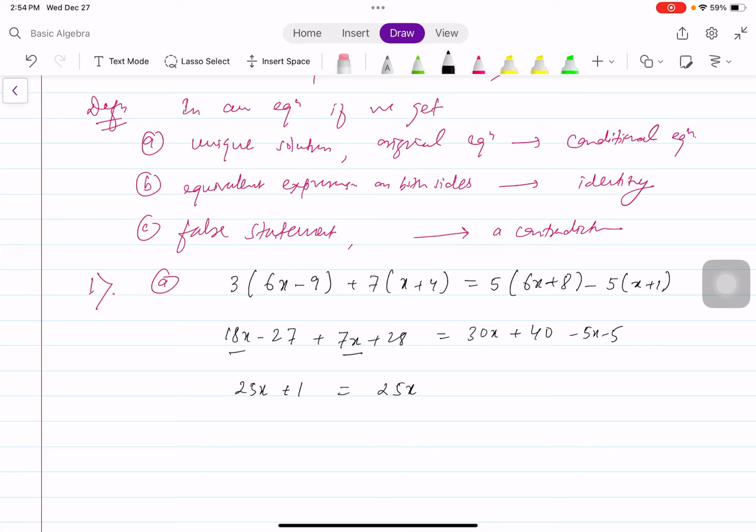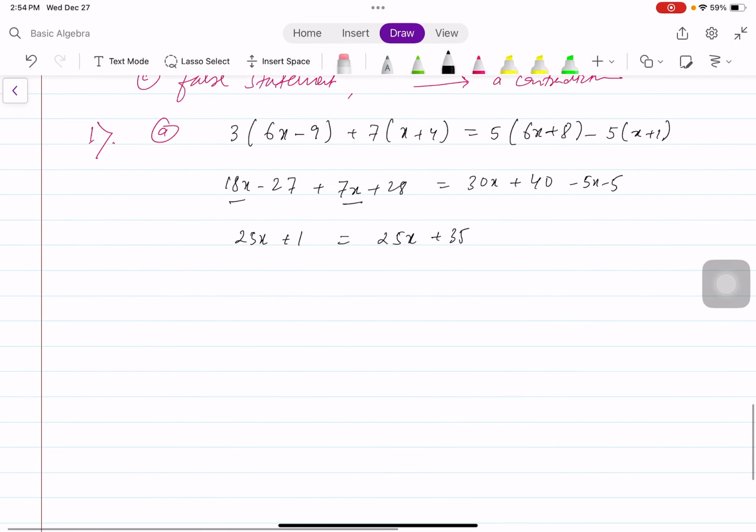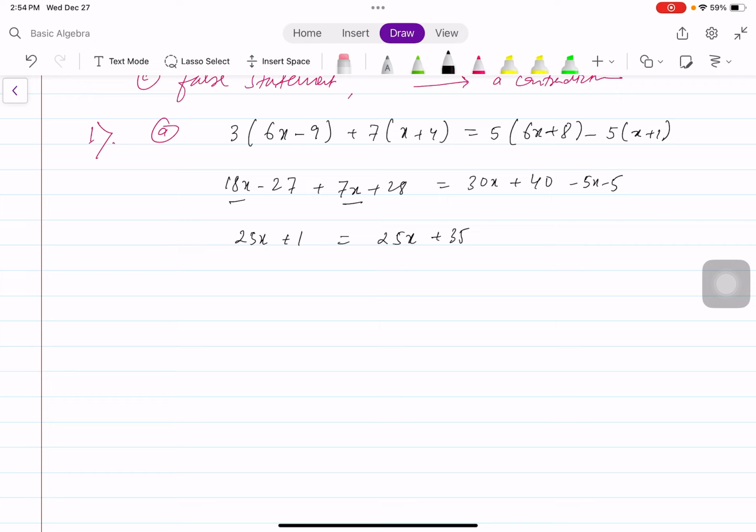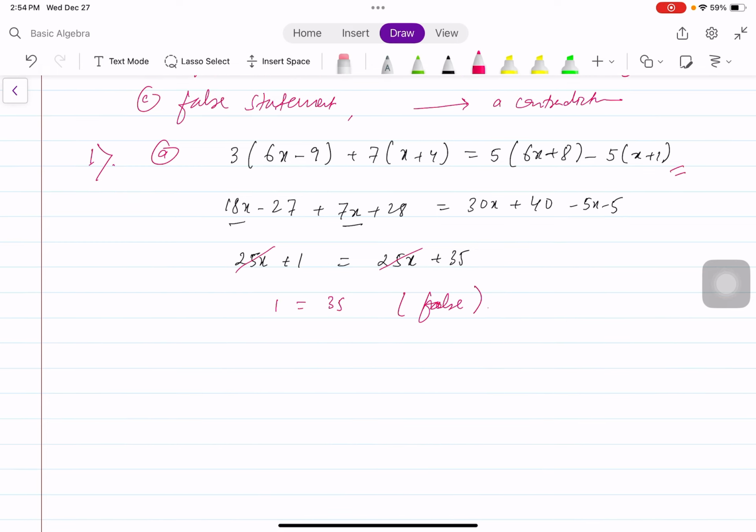whereas this is 25x plus 35, right? Since you have the same thing on both sides, you can cancel them, and you get 1 equals 35. So is this true? Not true. False. This is a false statement, hence the original equation is a contradiction.